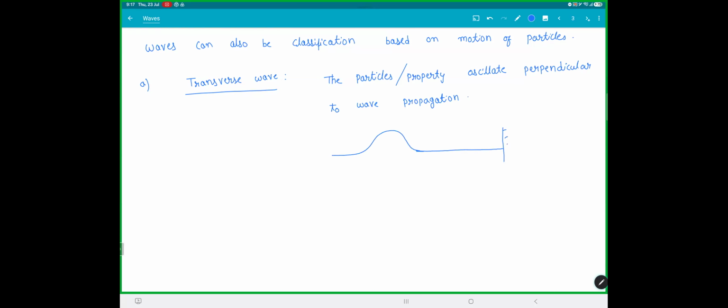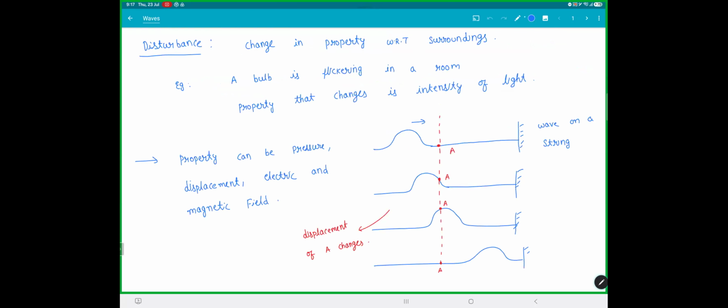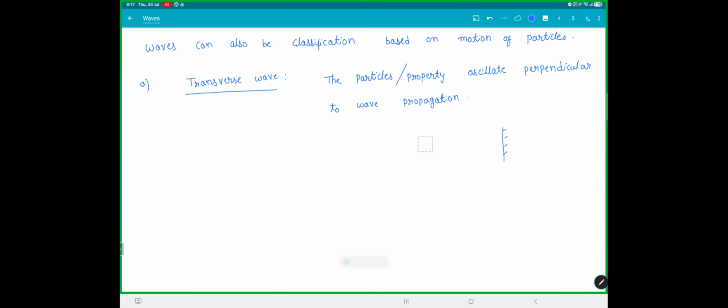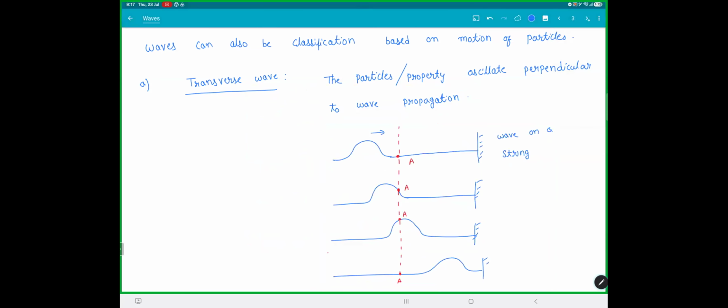So this was the pulse here. And I'll just copy this example here. Look at this thing here. How is A moving when the wave is going forward? Here the wave is going forward, but look at how A is moving. A is simply going up and down. A actually never goes front and back.